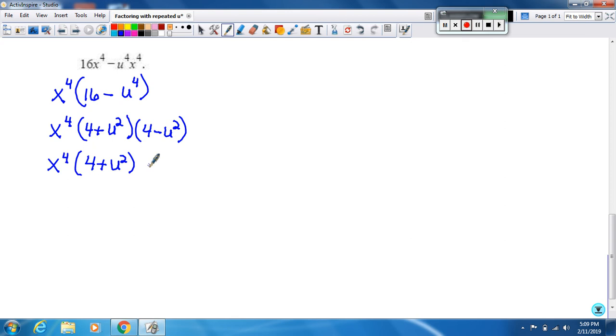This one is a difference of 2 squares. You can go again. Make 2 sets of parentheses. The square root of 4 is 2. To get a negative, it's a positive times a negative. You have 2 u's, so you split them up evenly, and you are finished.